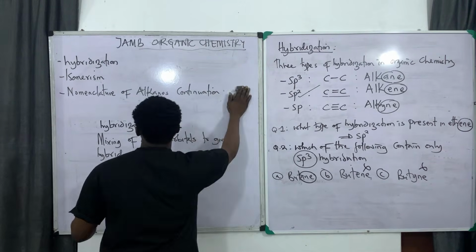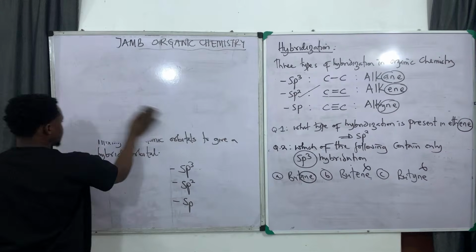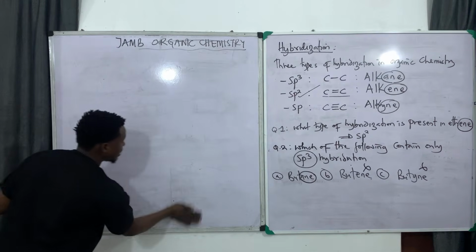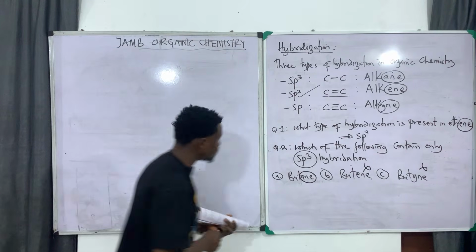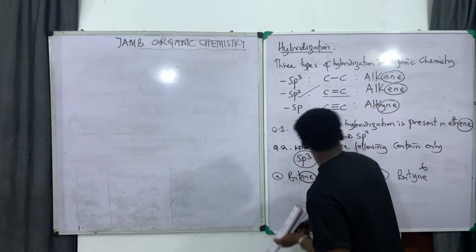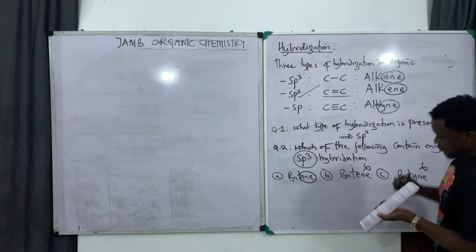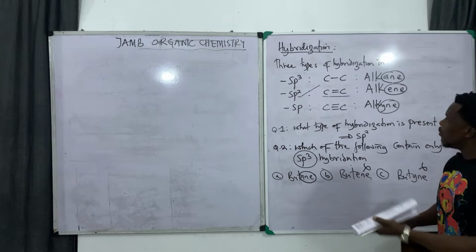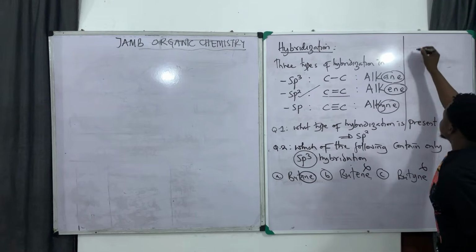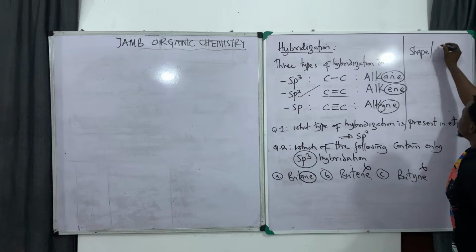Now, let's look at something else, still under hybridization. Class, look at this, because JAMB can be very funny. The shape. Now, what is a shape? Shape or geometry?